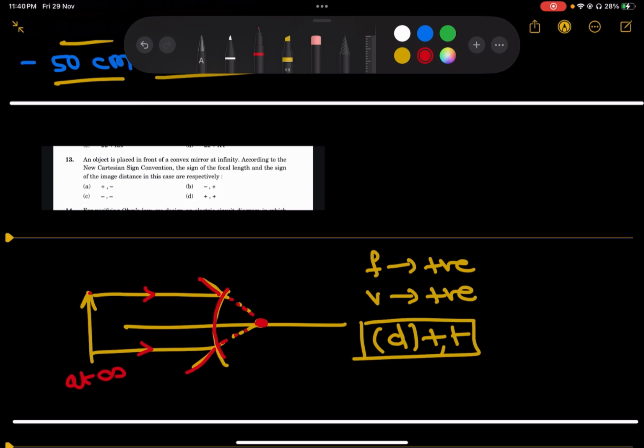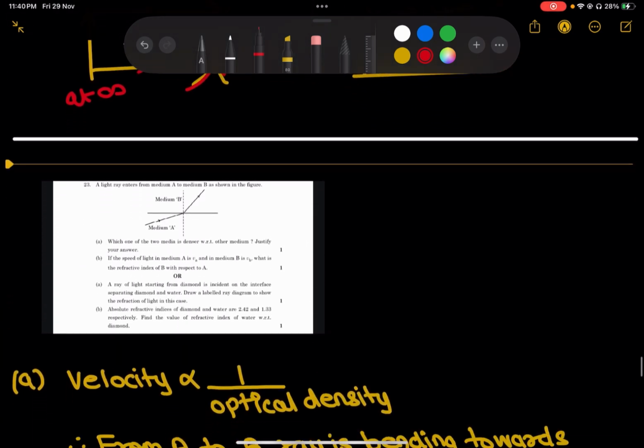First of all, the focal length of a convex mirror is always positive, right? The focus is on the right side. And image distance here is also positive because the image is formed at the focus itself. So the answer will be D, plus plus. They only want the sign, correct? Understood? Okay. Now moving on.